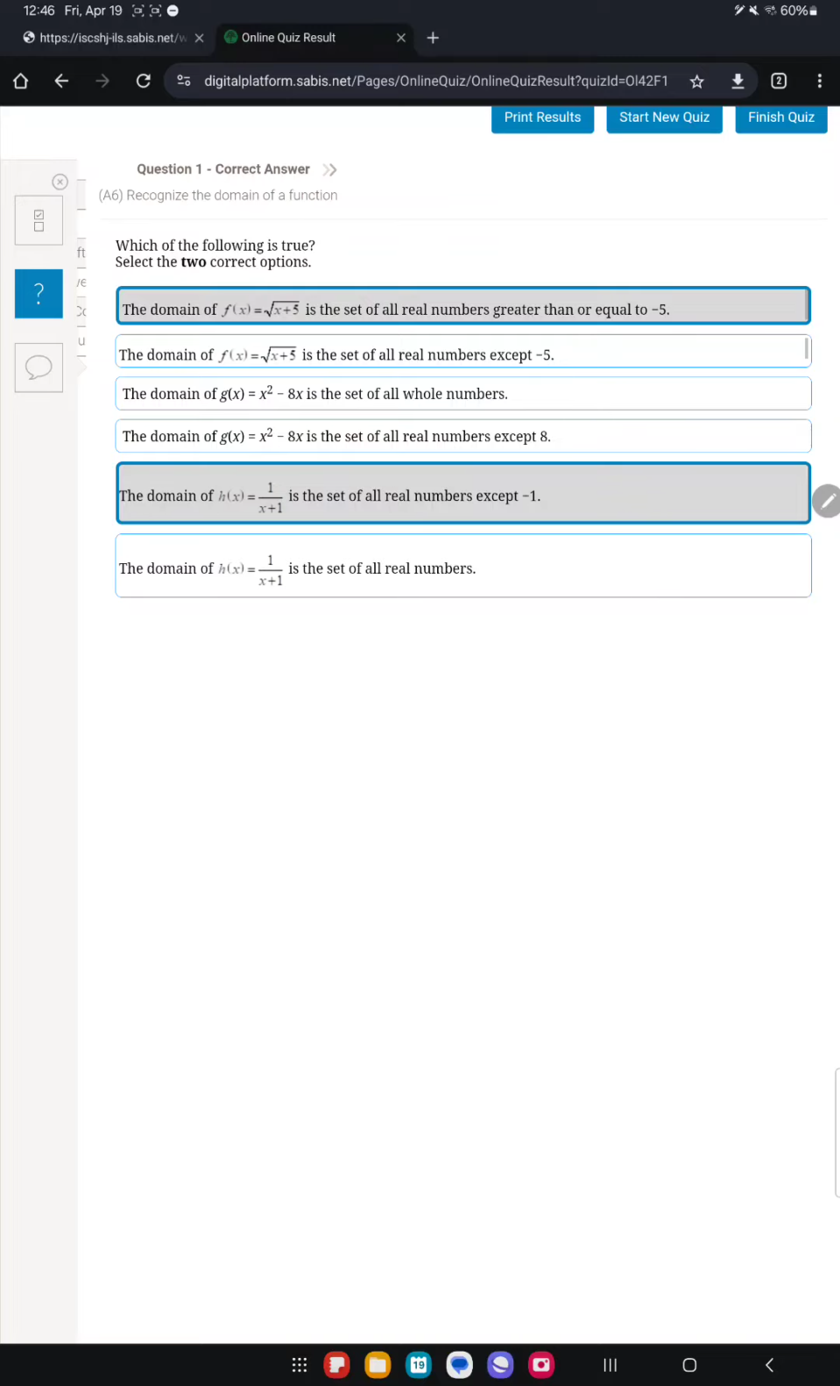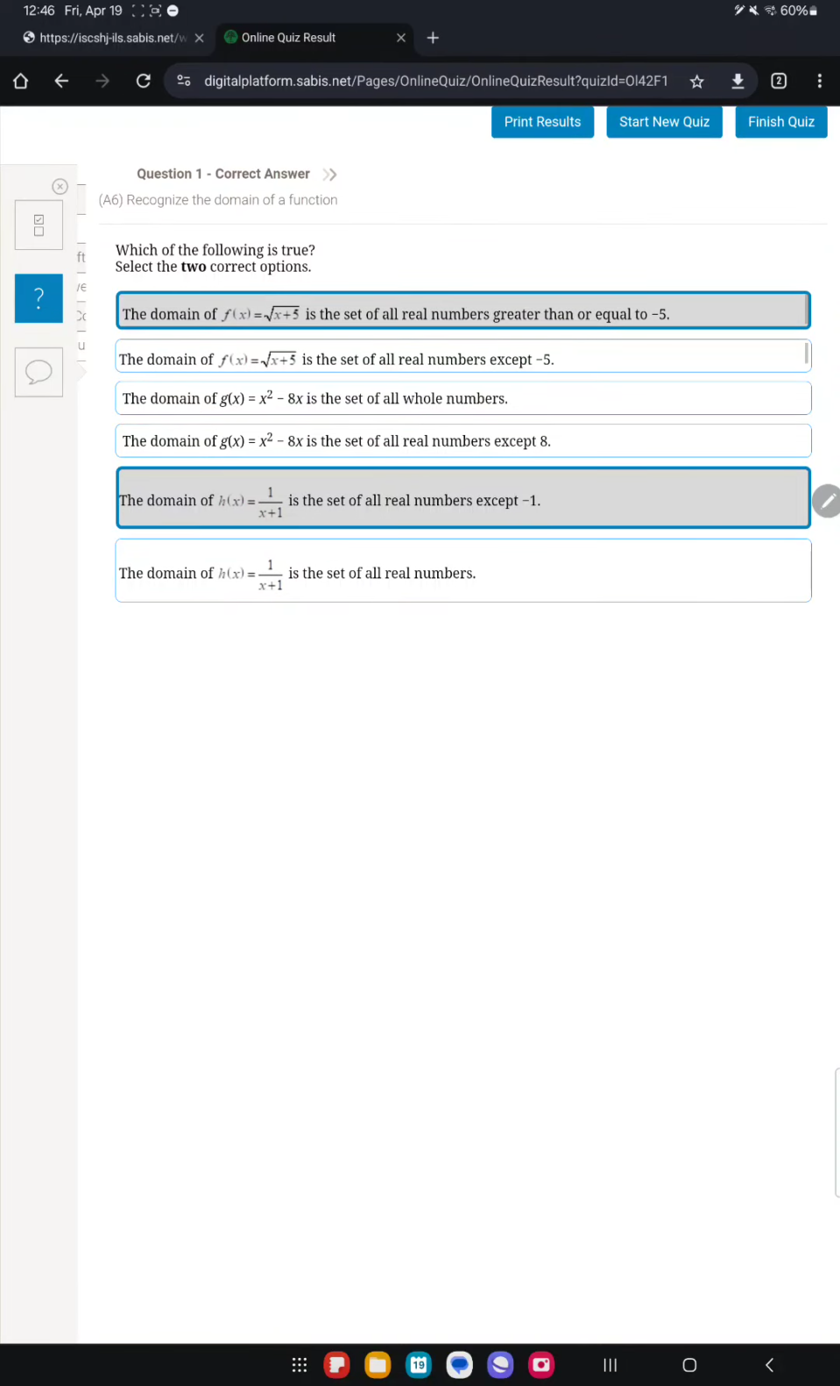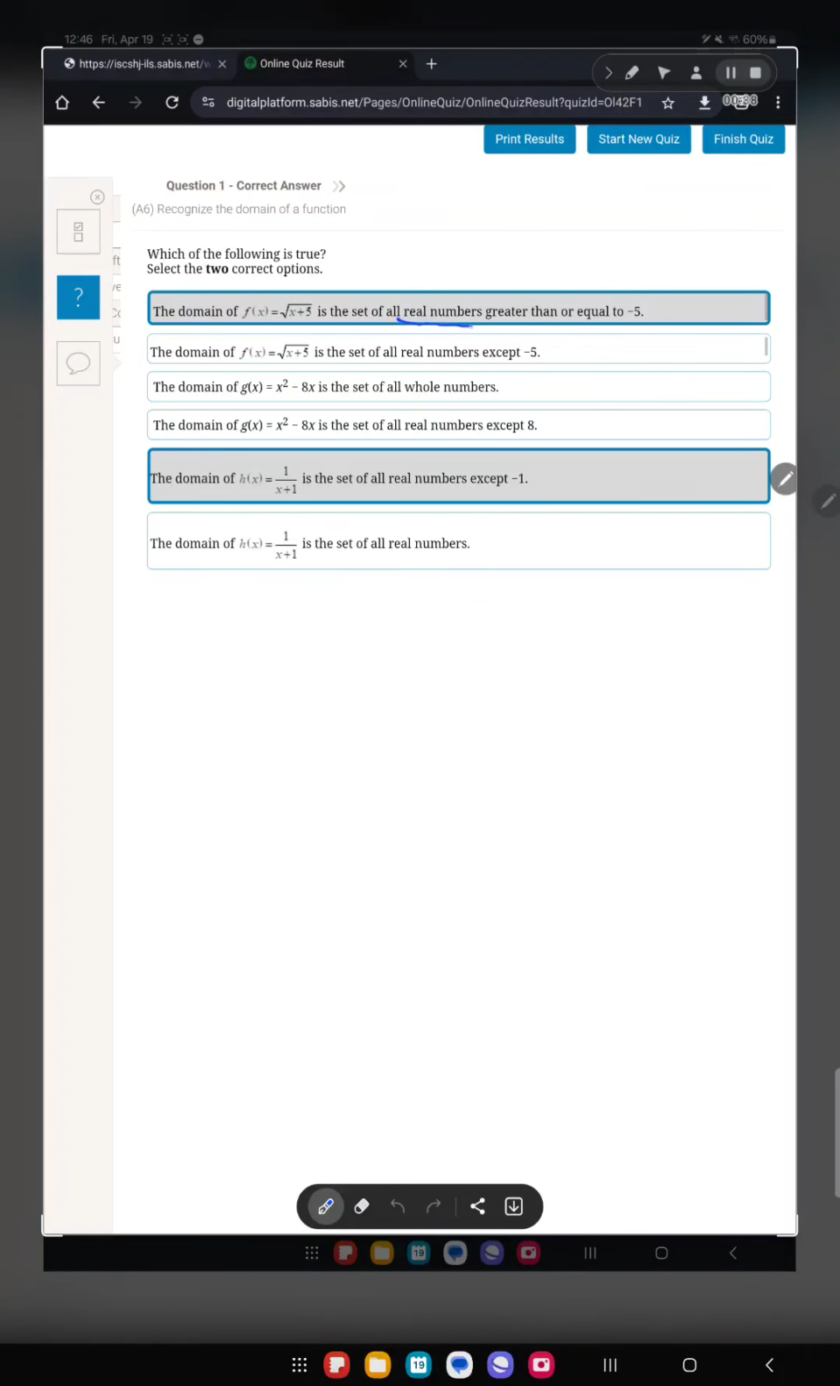Question 1, which is true, the domain of f of x equals radical x plus 5. The domain of f of x equals radical x plus 5 is the set of all real numbers greater than or equal to minus 5. That's true because, for radicals, you always take what's under the radical and put it greater than or equal to 0. Take it to the other side, you're going to get x is greater than or equal to minus 5. So it's all real numbers greater than or equal to minus 5. Is it all real numbers except minus 5? Obviously not. We said greater than or equal to minus 5.